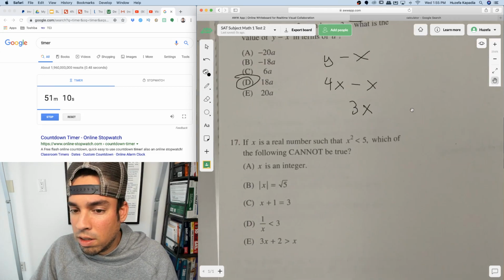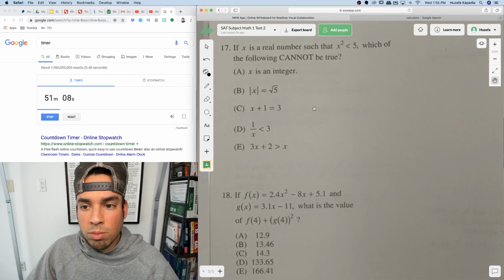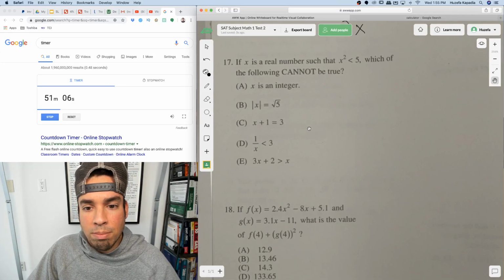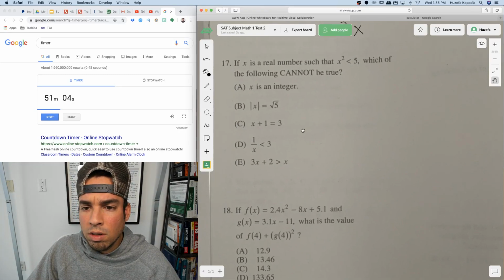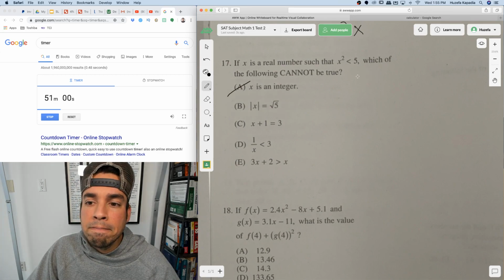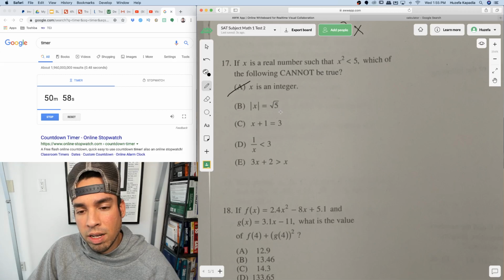All right, next. If x is a real number such that that's less than 5, which of the following cannot be true? No, that could be true. Could be 2. Absolute value of x.